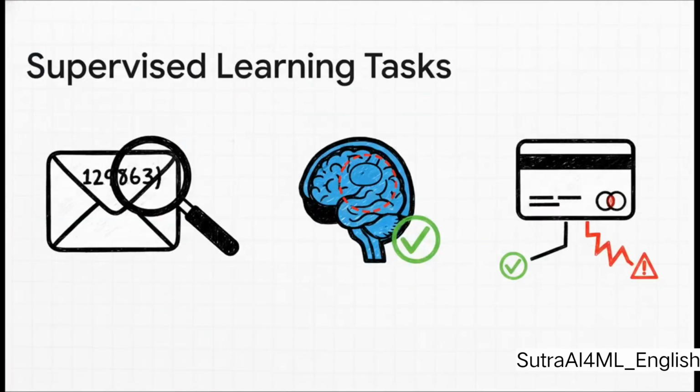And this approach is just incredibly powerful. It's the same technique used to decipher that messy, handwritten zip code on an envelope. It's used to help doctors spot tumors in medical scans. And it's what protects you from credit card fraud by learning the patterns of your normal spending versus what a fraudulent transaction looks like. In every single case, the goal is the same. Learn from examples we already know the answer to so we can make predictions about the future.